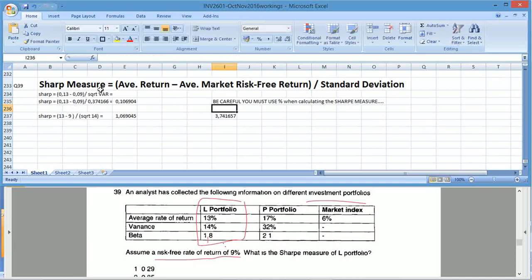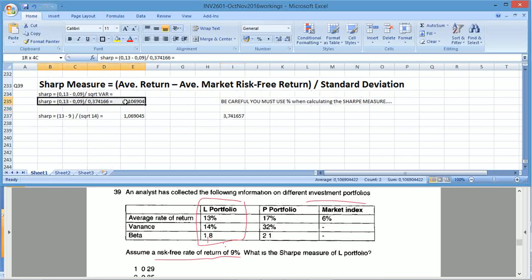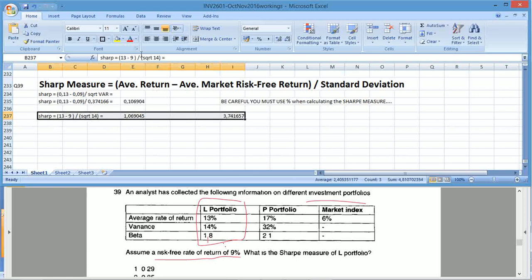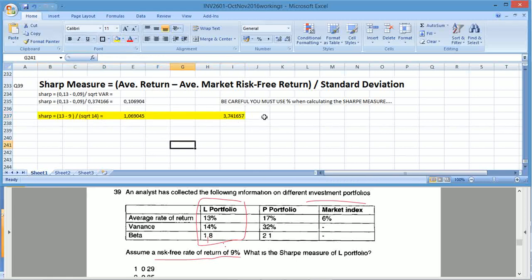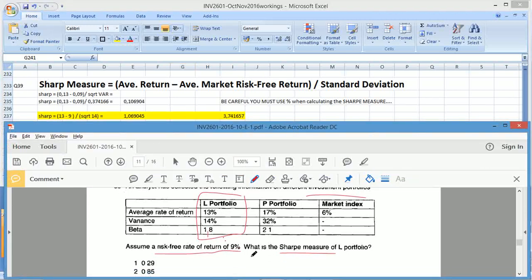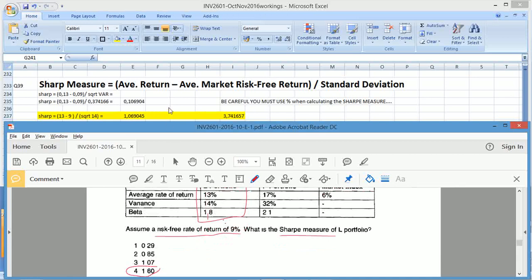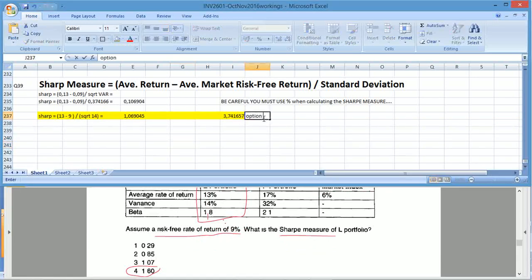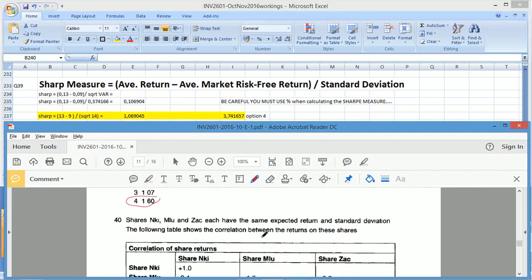Okay, because you can see if I use decimals like I used decimals there, I got an answer that wasn't accurate in terms of the spacing. Obviously, I need to move the decimal one to the left, which gives you that answer. Okay, so be careful, use percentages. If I use the percentages and not decimals, then you do get the right answer. So the Sharpe measure is option 4. Okay, just be careful, make sure you use percentages instead, just in case. Okay, just to check that.